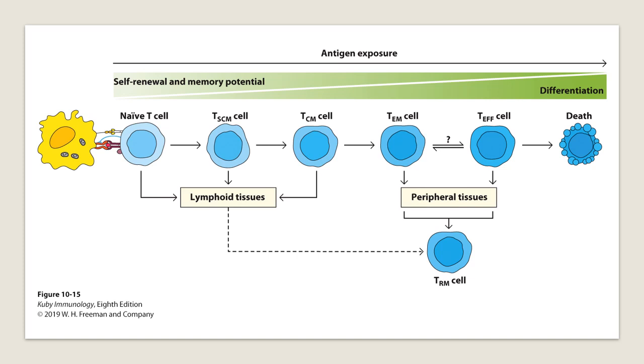That said, there's still evidence that supports the idea that some memory cells do actually get made from the cells that survive the initial infection. Like T cells that are left over at the end of an immune response, some of them do acquire a resident memory cell phenotype or a central memory type.